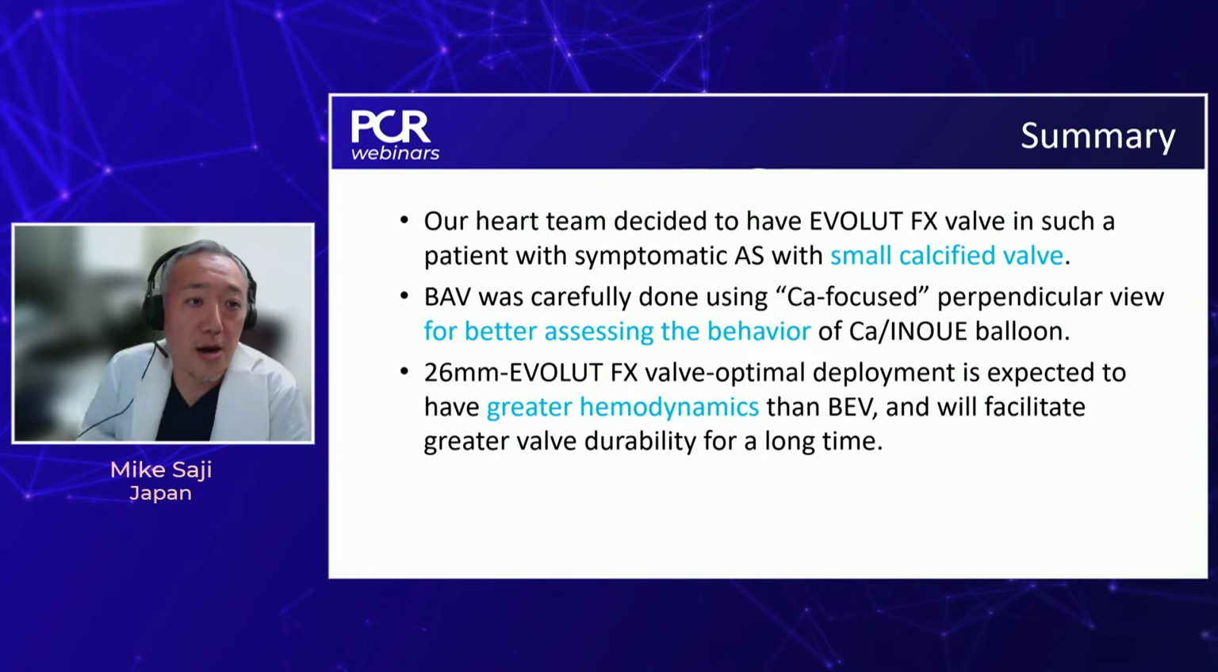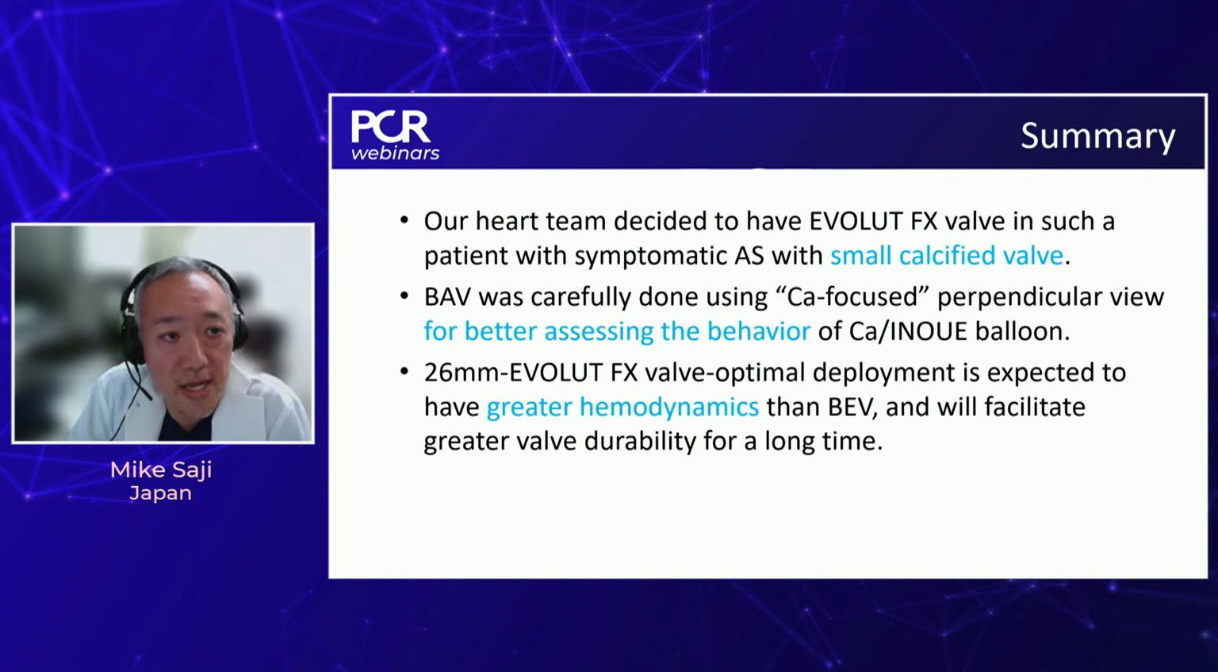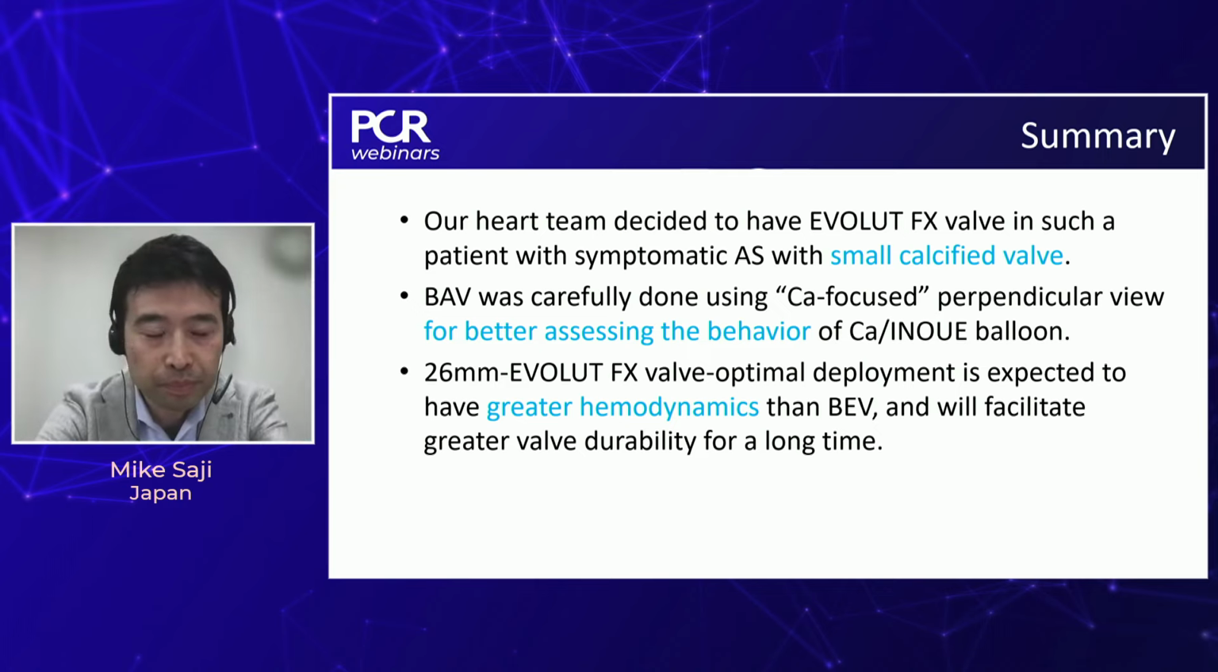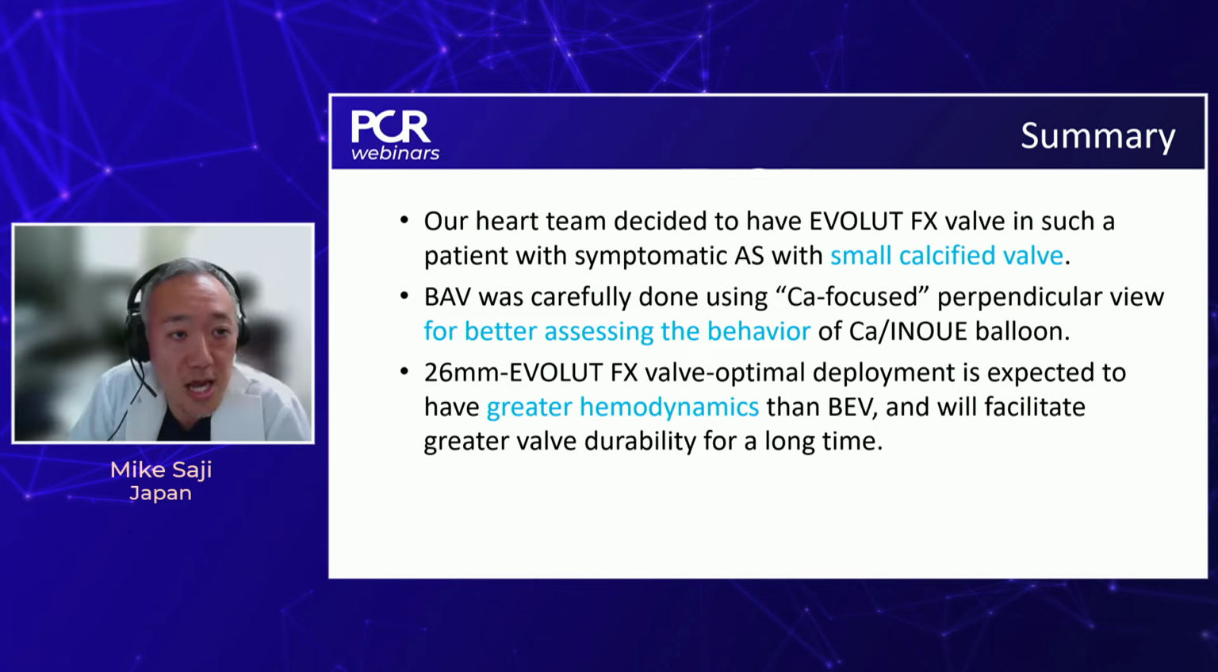So this is a summary: our heart team decided to use an Evolut FX valve in such a patient with symptomatic AS with a small calcified valve. The BAV was carefully done using the so-called calcium-focused perpendicular view for better assessing the behavior of the calcium and the Inoue balloon. And the optimal deployment of the 26 Evolut FX valve is expected to have greater hemodynamics than a balloon-expandable valve and will facilitate greater valve durability for a long time.